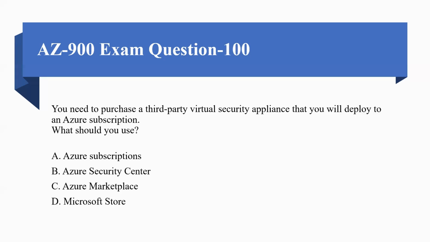Coming to question number 100, you need to purchase a third-party virtual security appliance that you will deploy to your Azure subscription. What should you use? Option A, Azure subscription. Option B, Azure Security Center. Option C, Azure Marketplace. Or option D, Microsoft Store. The correct option is option C, Azure Marketplace.